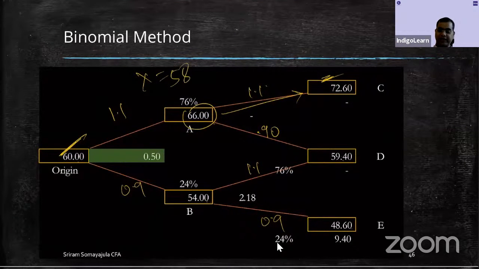You have a right to sell at 58. So when the market price is 72, will you sell it at 58? No. So the option has no value. When the market price is 59, will you sell it at 58? No. When the market price is 48, will you sell it at 58? Yes, I will sell.